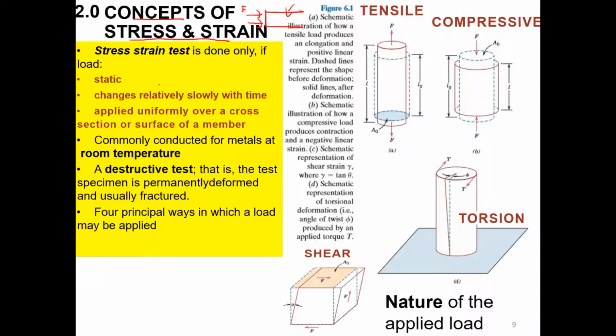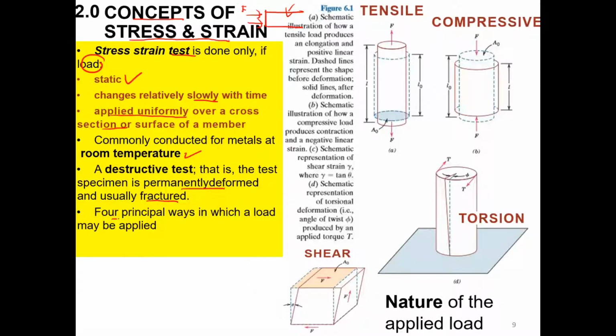This can be explained during stress-strain tests, whereby the load must be static, and the change of the load must be really slow. The load must be applied uniformly over a cross section of the specimen. This testing is normally conducted at room temperature, and the specimen itself is usually fractured, damaged, or permanently deformed. So let us look at the possible ways to study this stress-strain behavior.